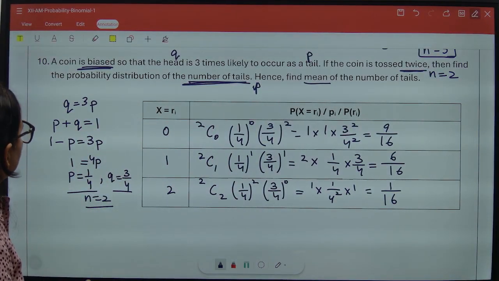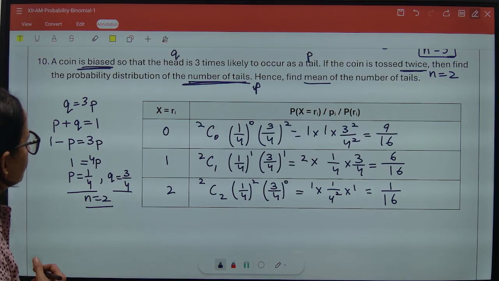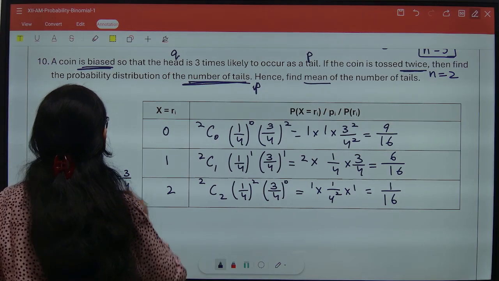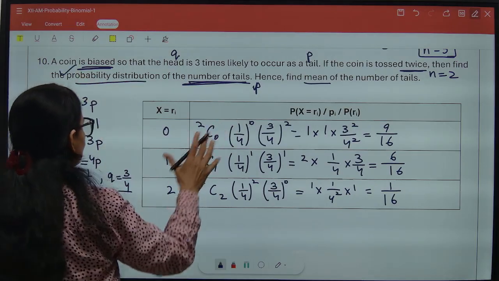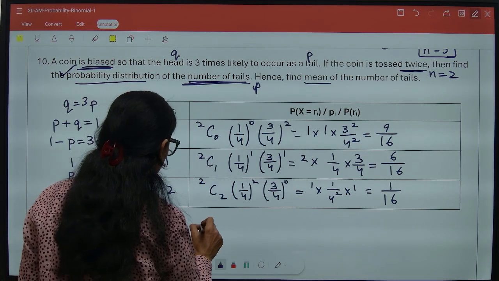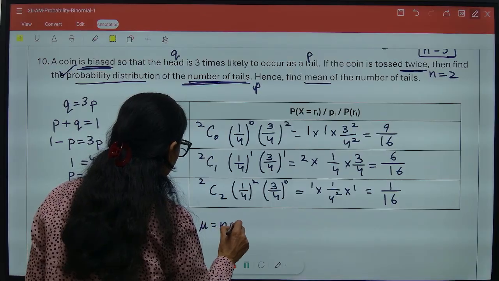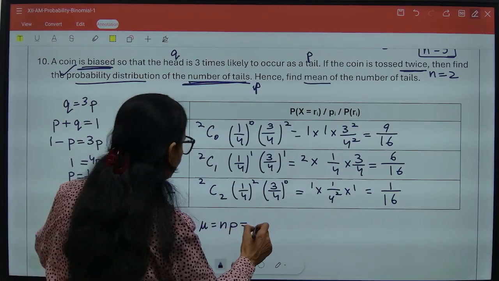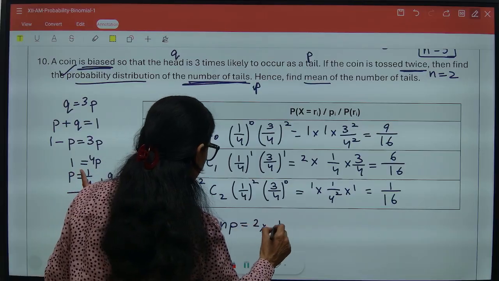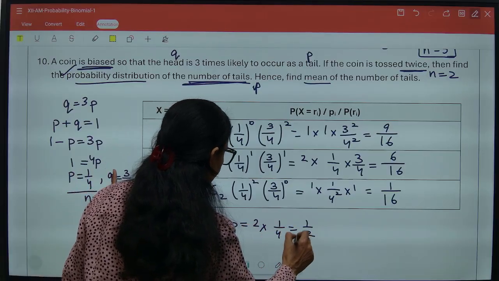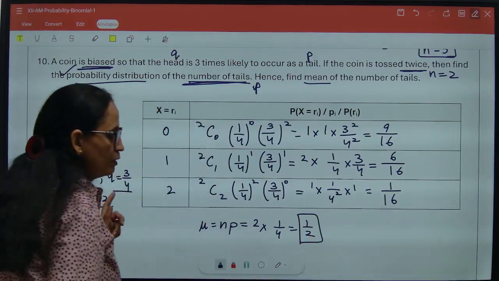So these are the probabilities. Now the question said find the mean of the number of tails. So we have created the probability distribution. This work is done. Now let's find the mean. So mean is n into p. The number of trials is 2, so 2 into p, which is 1 by 4, gives 1 by 2. So this is the mean.